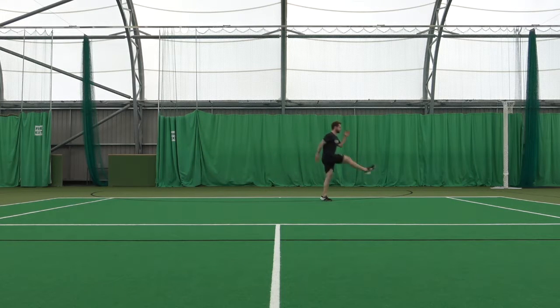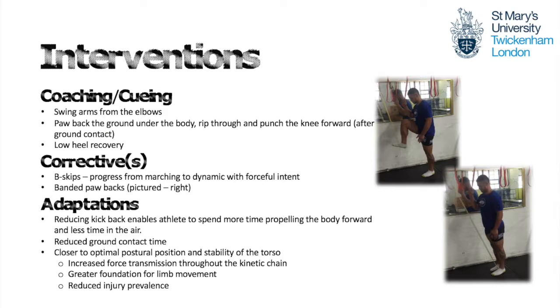The capacity is there, but the skill is underdeveloped. The interventions for this athlete include good coaching cues, such as pawing back the ground, and task constraints, focusing on the specific part of the skill that is causing issues, in particular, utilization of a B-skip. Improving this will enable the athlete to spend more time propelling the body forward, reduce ground contact time, and improve force transmission, postural position, stability, and alignment.